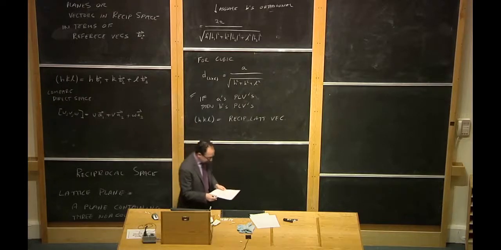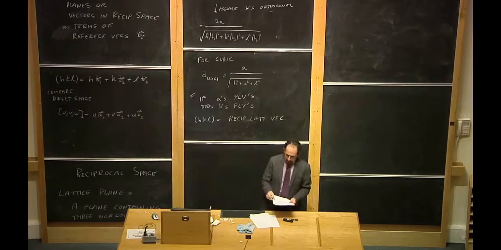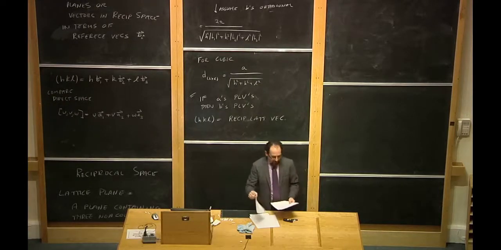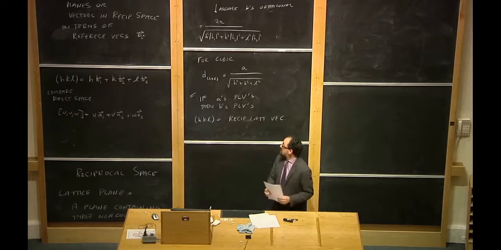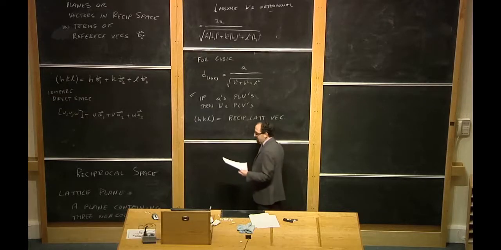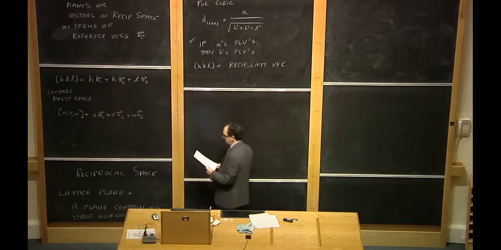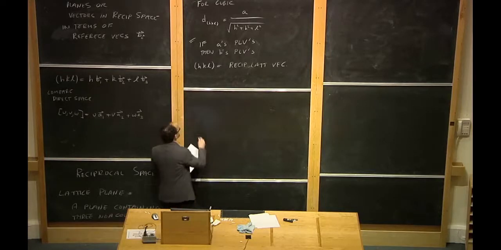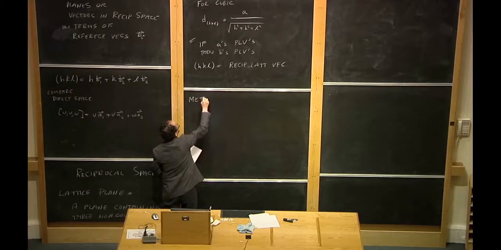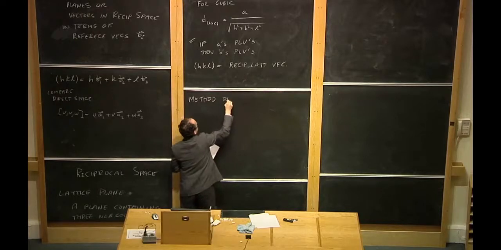All right. So supposing someone hands you a set of planes and asks you for the Miller indices, that sounds like it might be hard to figure out, but in fact, there's an easy way to figure out geometrically what the Miller indices are for a set of planes. And this is known as the method of intercepts.